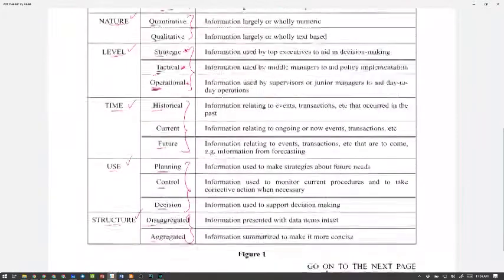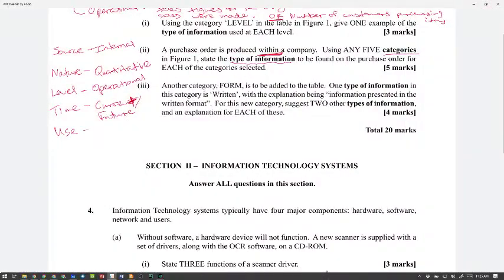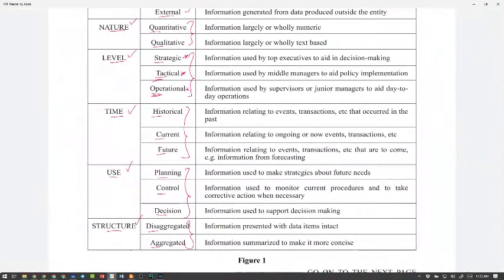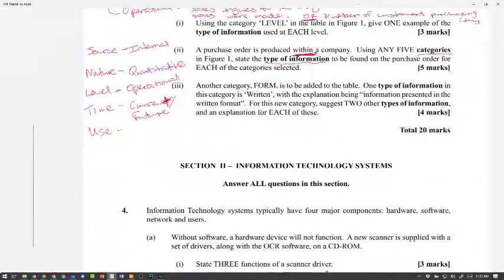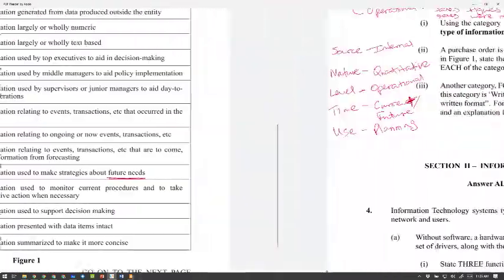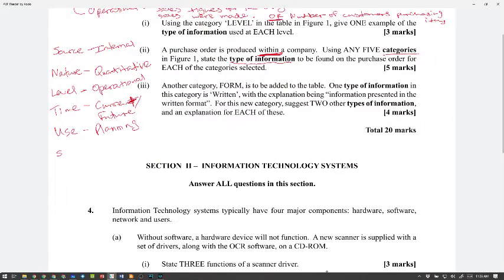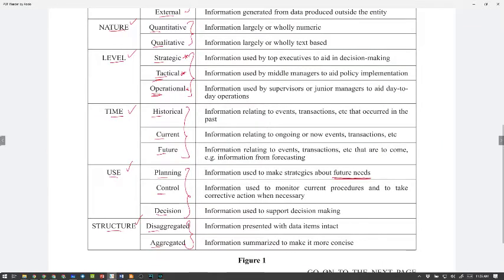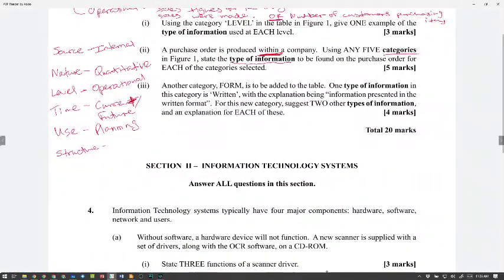So alright, use will be planning, control, or decision. It could be planning because you're planning what you're going to buy, but the purchase order has already been produced now. So the purchase order, yeah, I would say planning. Structure, disaggregated or aggregated. If the purchase order is going to have all the list of things that you want to buy and how much it costs, it would have some summaries, summarized to make it concise, which is better. So it will be aggregated.